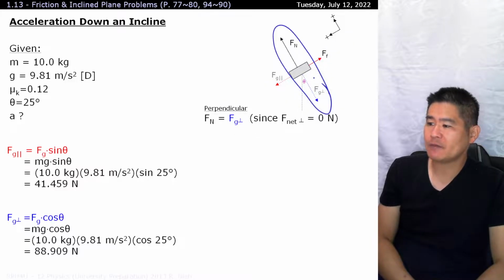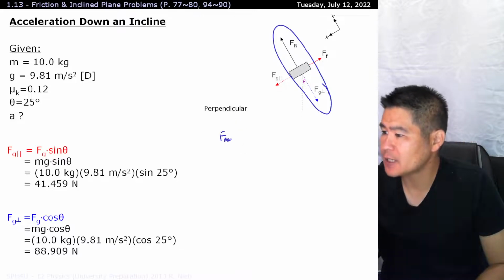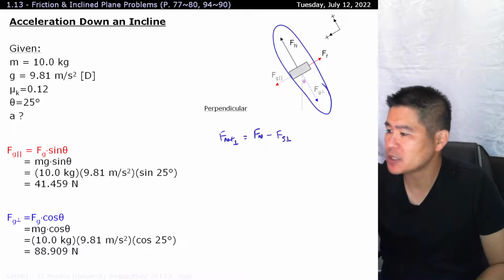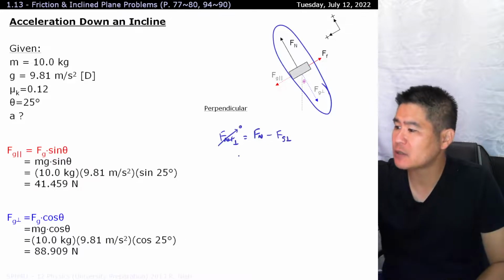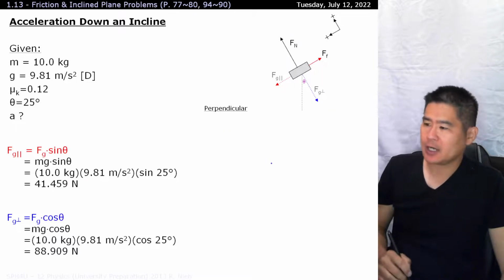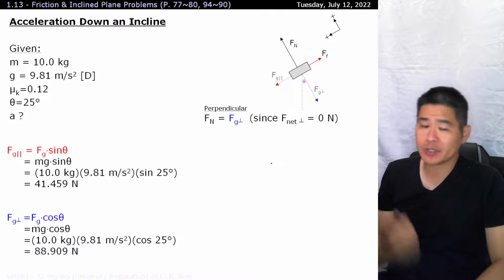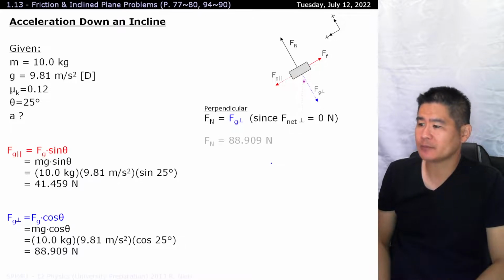Okay, so Fn will equal Fg perpendicular. Another way of stating it is that F net perpendicular is equal to our Fn, which is going upwards, subtract Fg perpendicular. And since F net is equal to 0, our Fn is equal to Fg perpendicular. Kind of cut to the chase here with my pre-recorded PowerPoint. That's all. But this is also another correct way of notating it.